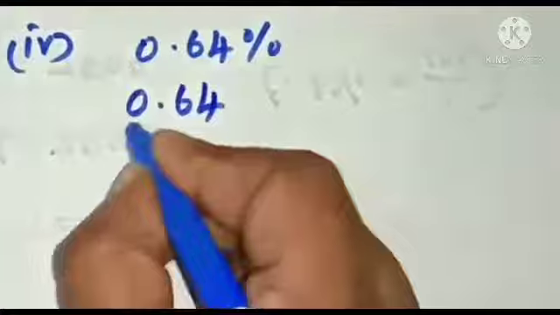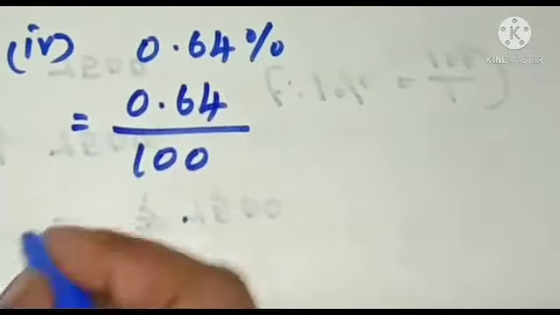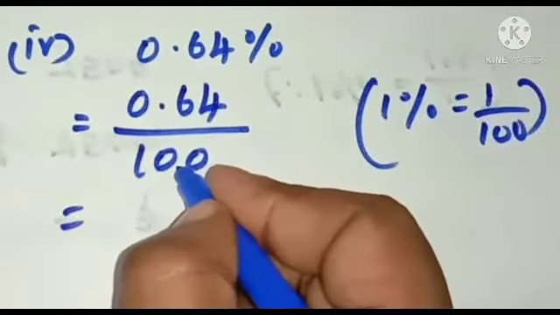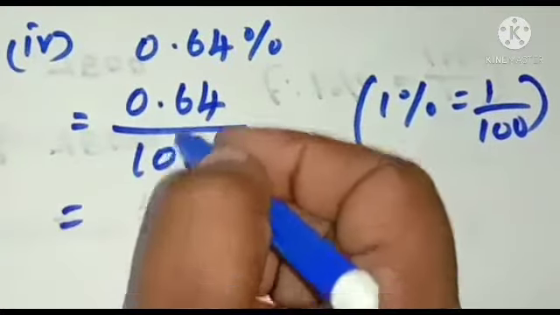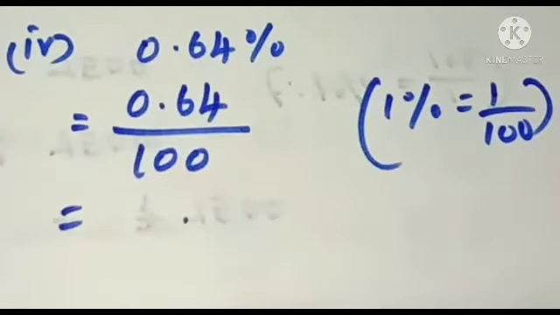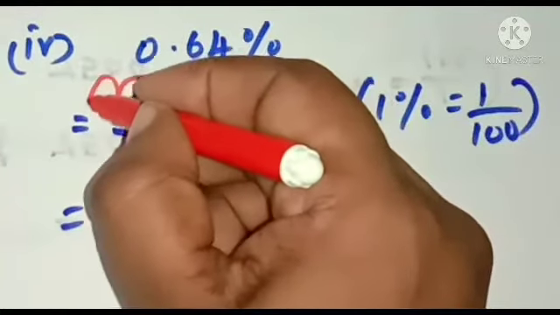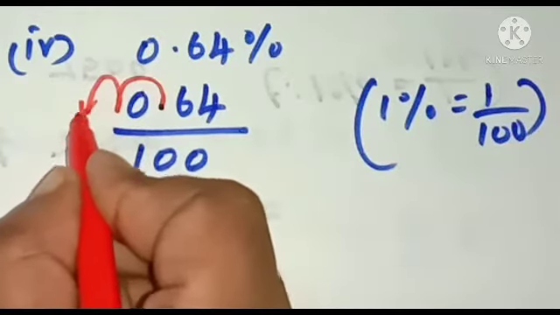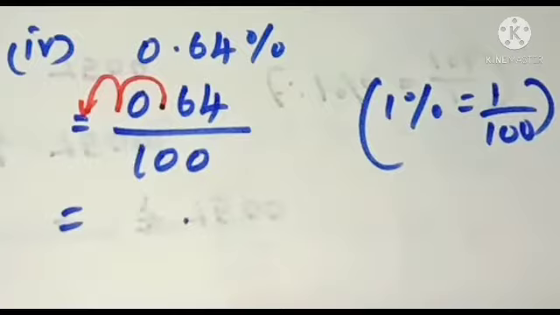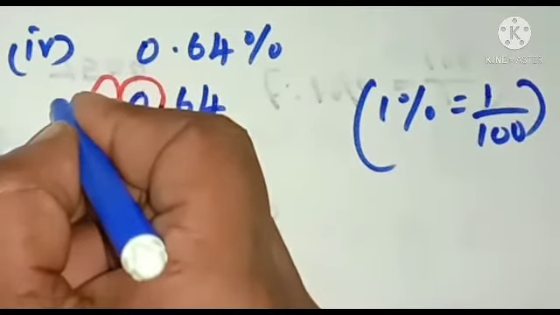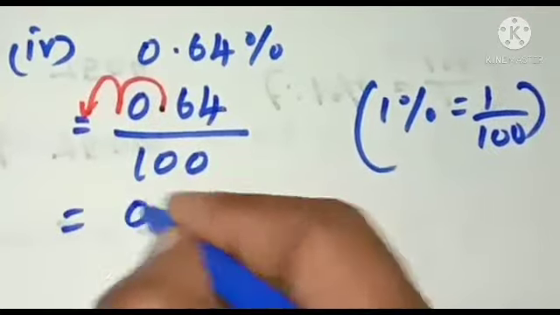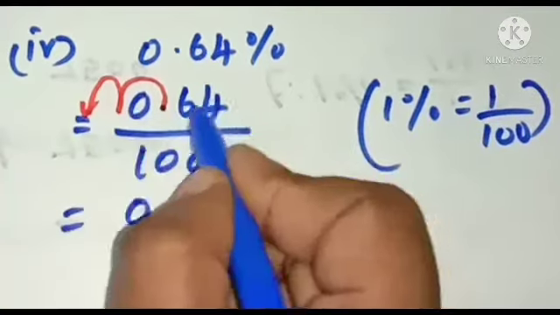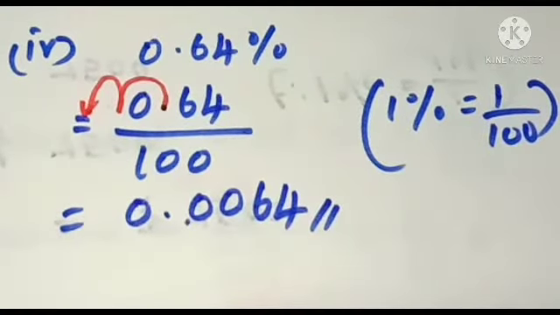0.64%. 0.64% can be written as 0.64 by 100, as 1% is equal to 1 by 100. And there are 2 zeros present in the denominator, so you have to move the decimal point before 2 digits. 1, 2. There is no digit, so consider it as 0, and in the whole part there is no digit either. So let us take it as 0.0064. 0.0064 is the decimal number.